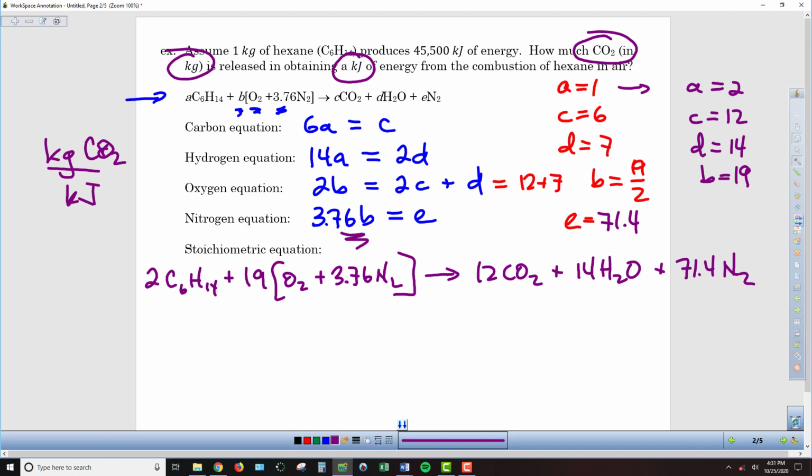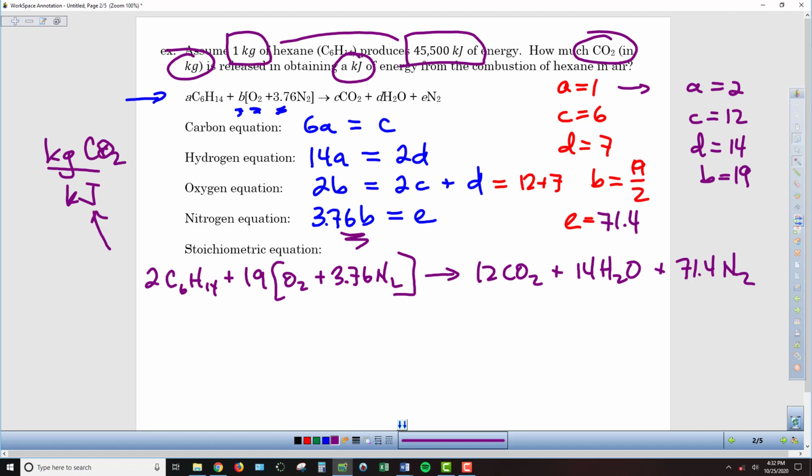And we're going to start from the 45,500 kilojoules of energy per kilogram of hexane. So we want to make the conversion from the known amount of energy per kilogram of hexane to the number of kilograms per kilojoule of the carbon dioxide. So we're going to start with this, but we're going to flip it upside down because we want to end up with kilojoules in the denominator.